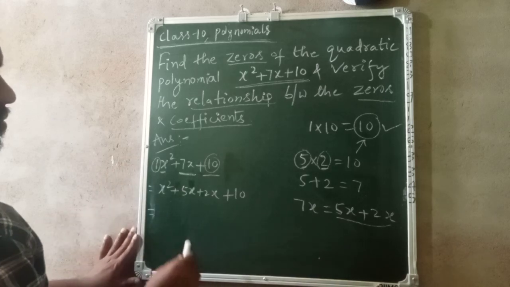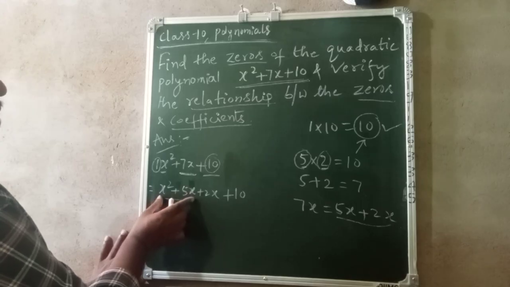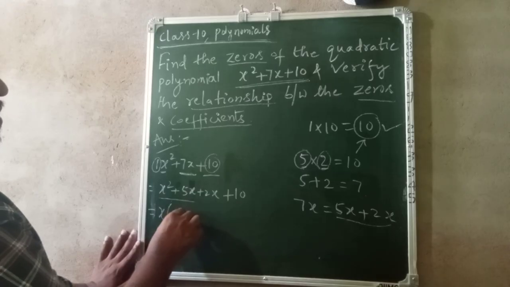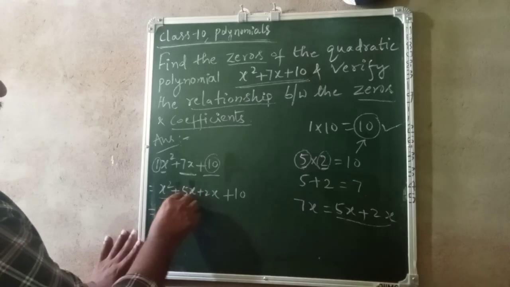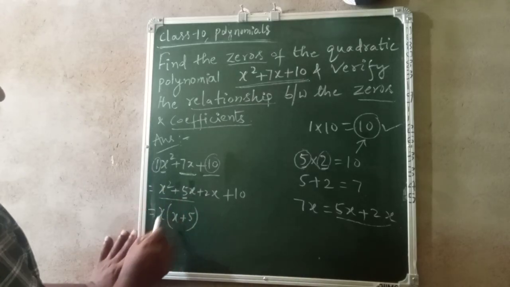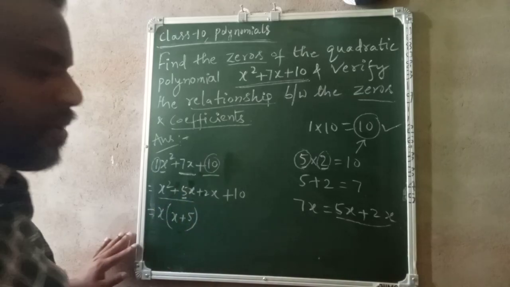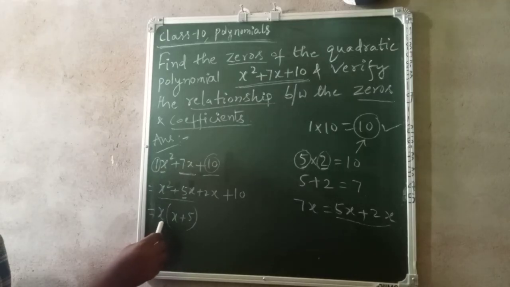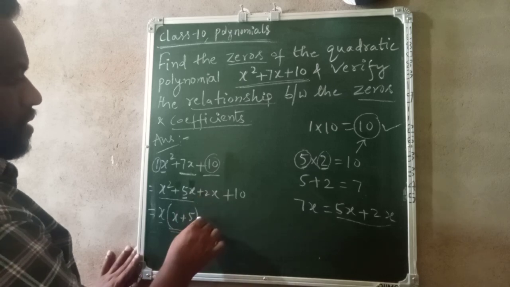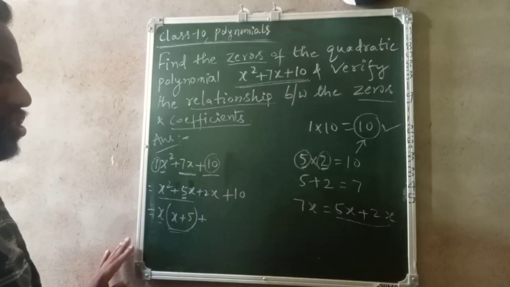Next, you can take x as common from both the terms. So x is common. If you take x as common, here x will be there, plus x is already taken as common, so what is left? 5. If you multiply, you will get the same thing: x into x, x square, plus x into 5, 5x. Like that, you have to take x as the common. Next, plus, here also plus. No problem, you can keep plus as it is.